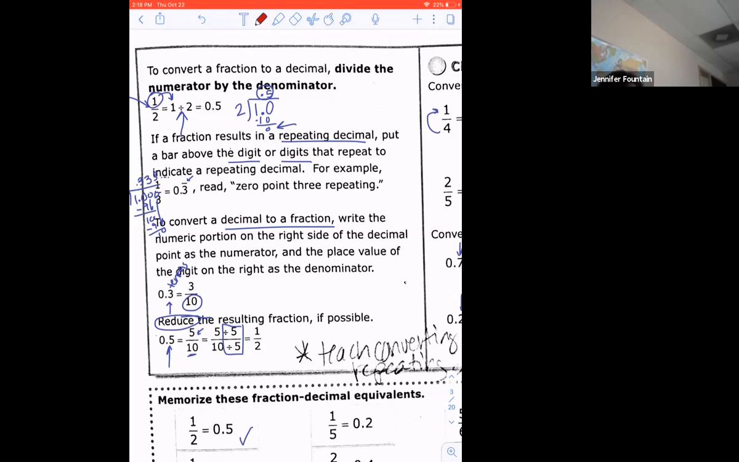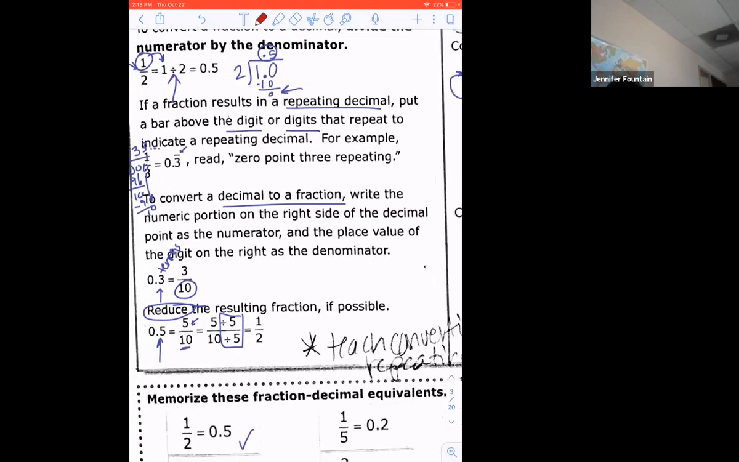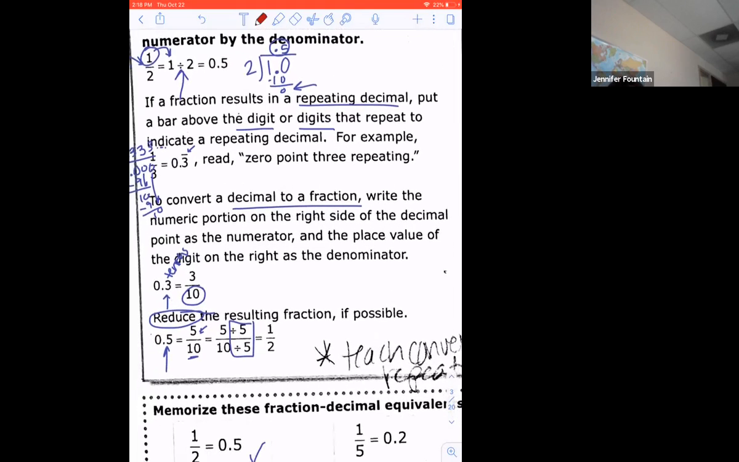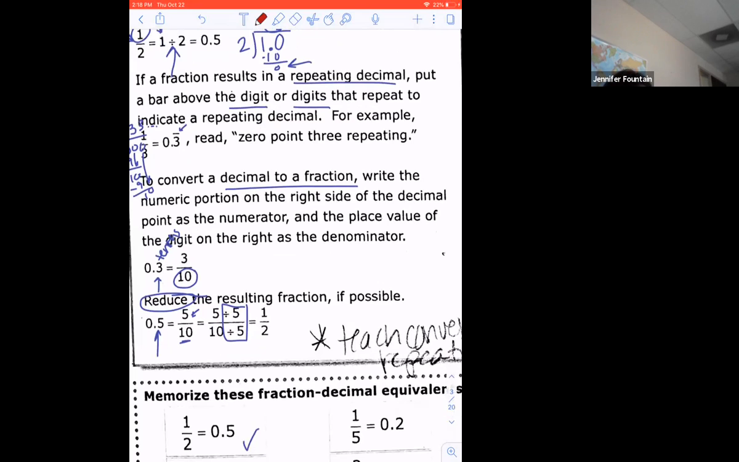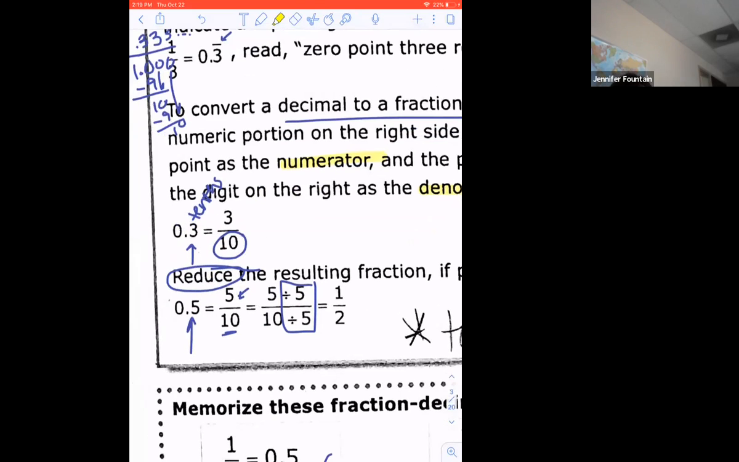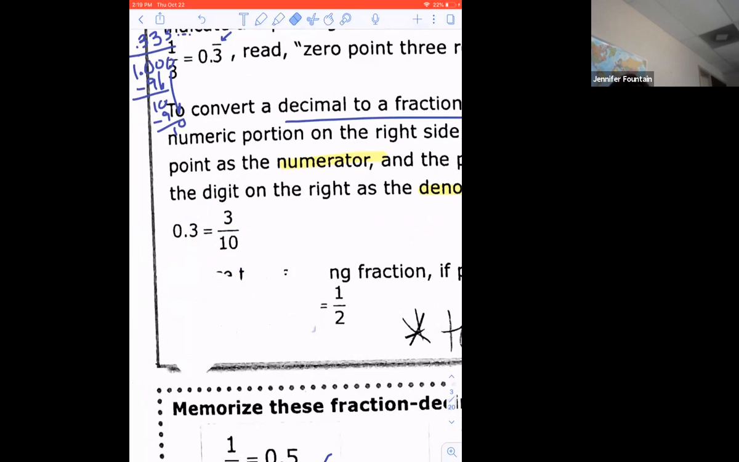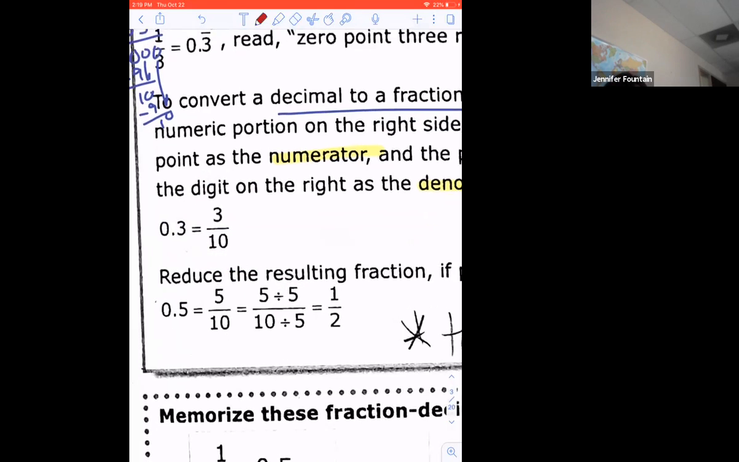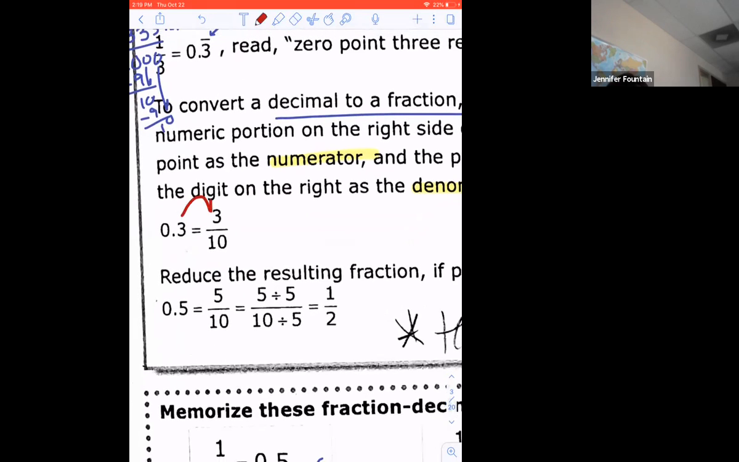Okay, so let's look at the middle section. It's going to be my second paragraph. It says to convert a decimal to a fraction, write the numeric portion on the right side of the decimal as the numerator. That's this. And the place value of the digit on the right as the denominator. So like in this example right here that we've got, 3/10, the 3 became my numerator. It is in the 10th place, so 10 became my denominator.